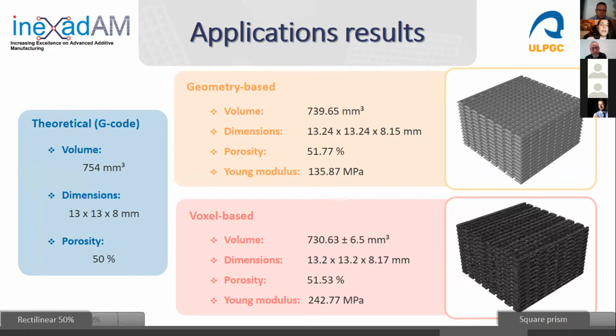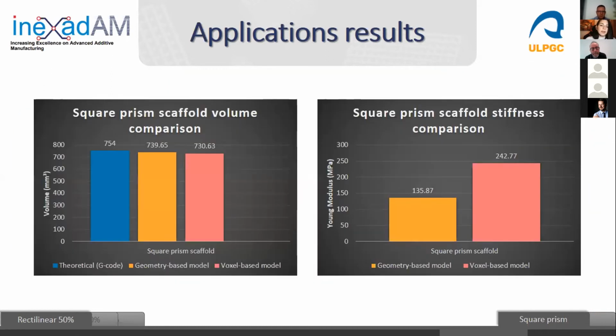In terms of dimension and porosity, it is quite similar, near 13 millimeters side and 8 millimeters high in both cases, and the porosity is near 50%. But in the case of the volume, the geometry-based and voxel-based model volumes are similar, but quite different to the theoretical. But we can see that it is near to the theoretical. And in terms of stiffness, the results of the Young's modulus are too different if we compare the two model results. In the case of the voxel-based model, it is almost double the geometry-based one.